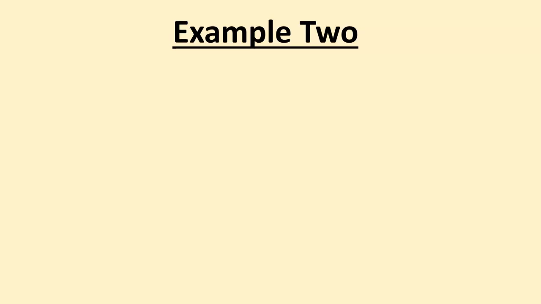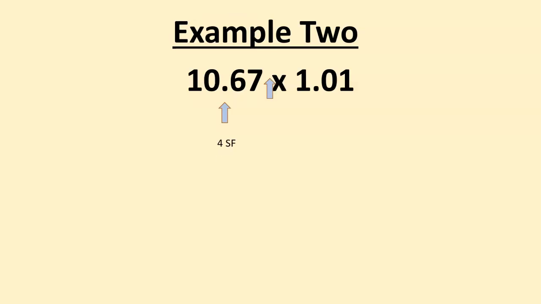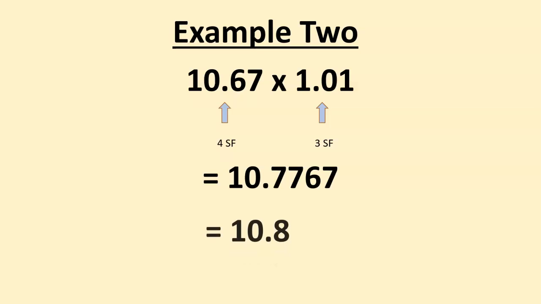If we do a second example problem, we're going to go ahead and say it's 10.67 times 1.01. 10.67, you guessed it, 4 sig figs, and 1.01, guessed it again, 3 significant figures. We plug it into our calculator, we get 10.7767, where we're going to round to 3 significant figures. We're going to end up with a 10.8 will be our final answer with 3 sig figs.